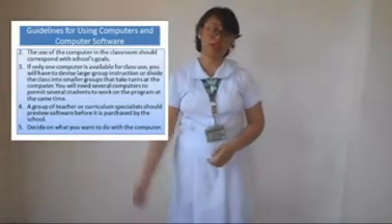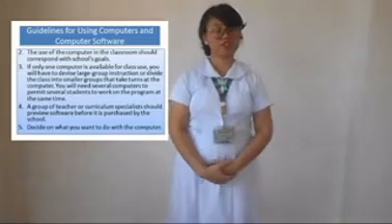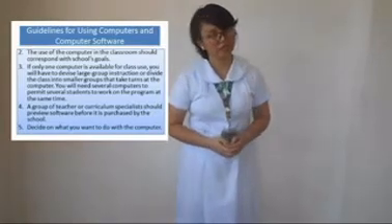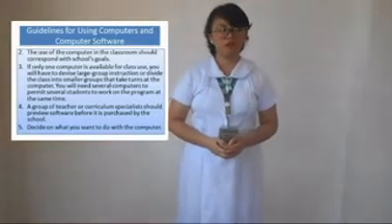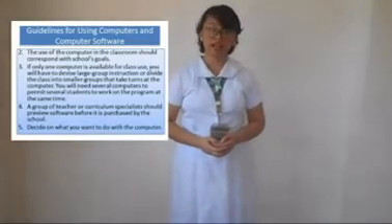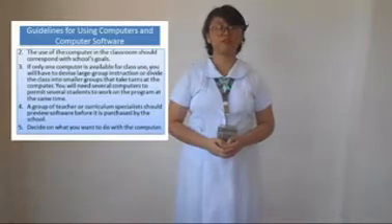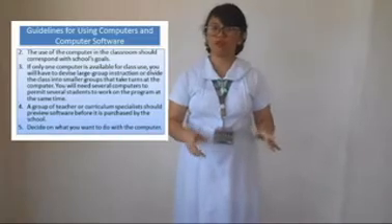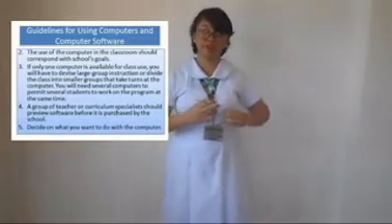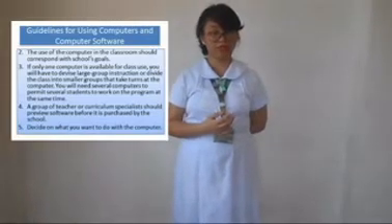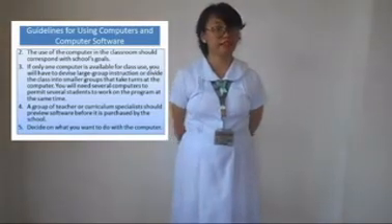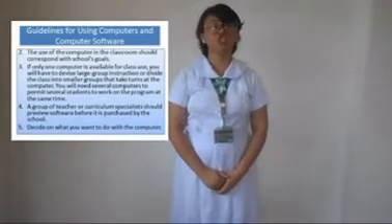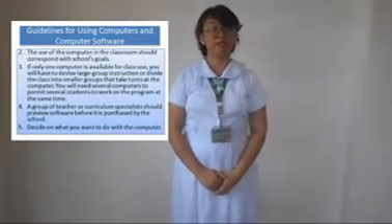Number 2, the use of computers in the classroom should correspond with the school's goals. Number 3, if only one computer is available for class use, you will have to devise large group instruction or divide the class into smaller groups that take turns at the computer. You will not need several computers to permit several students to work on a program at the same time. Number 4, a group of teachers or curriculum specialists should preview software before it is purchased by the school.